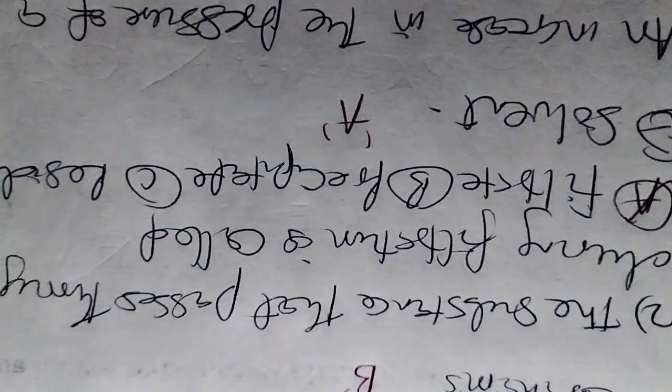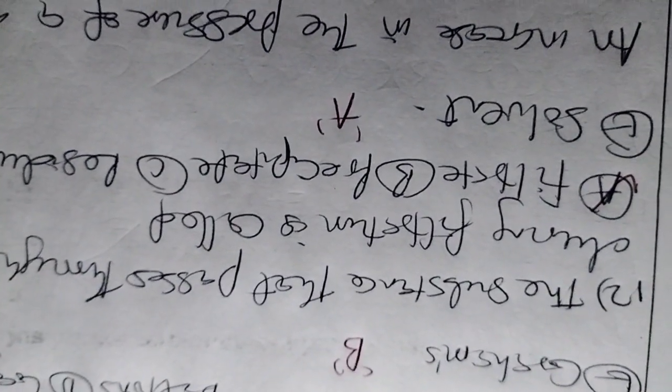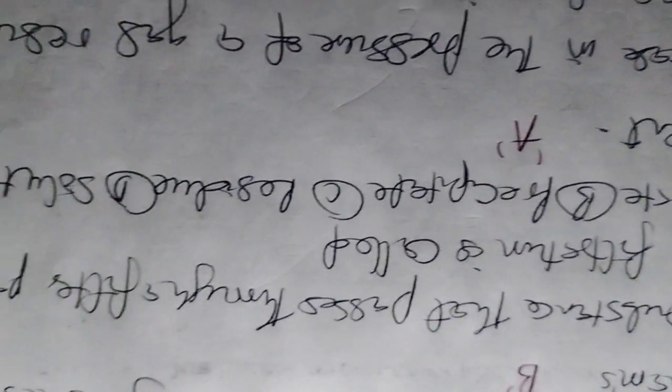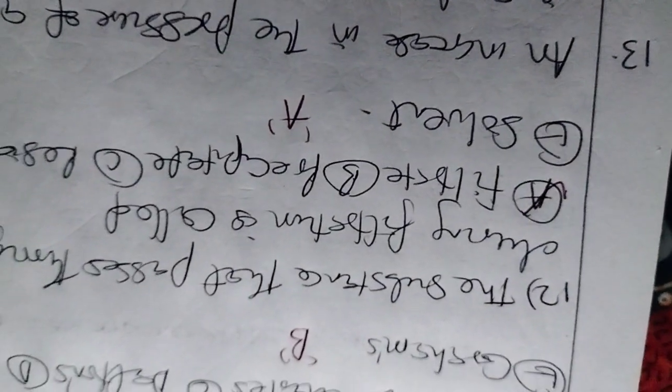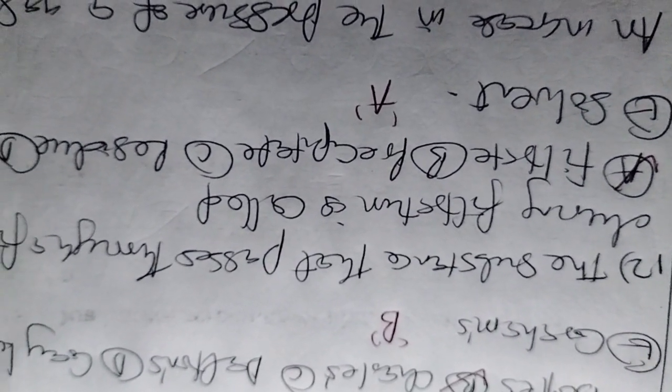Number 12, the substance that passes through a filter paper during filtration is called A, filtrate, B, precipitate, C, residue, D, solute, E, solvent. The answer is filtrate. The substance that passes through a filter paper during filtration is called a filtrate. So number 12 is A.